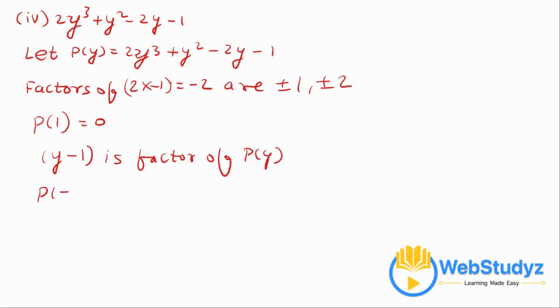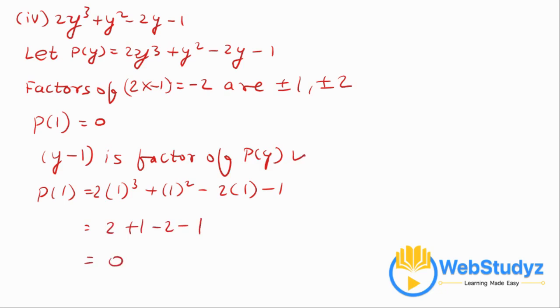That means if we put the value of y as 1, this should give us 0. Let's put it: 2 into 1 cube plus 1 square minus 2 into 1 minus 1. So this gives us 2 plus 1 minus 2 minus 1. So this gave us 0. That means yes, y minus 1 is a factor of p(y). So what we do, we simply divide the expression by y minus 1.